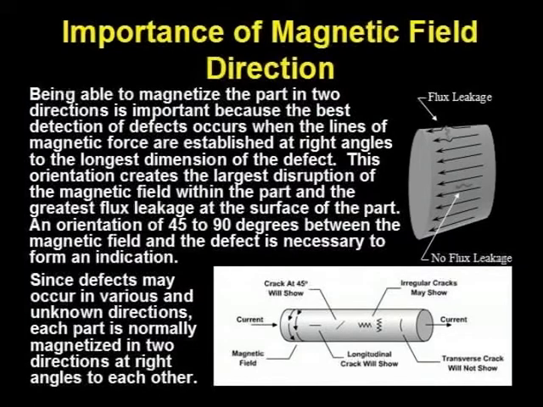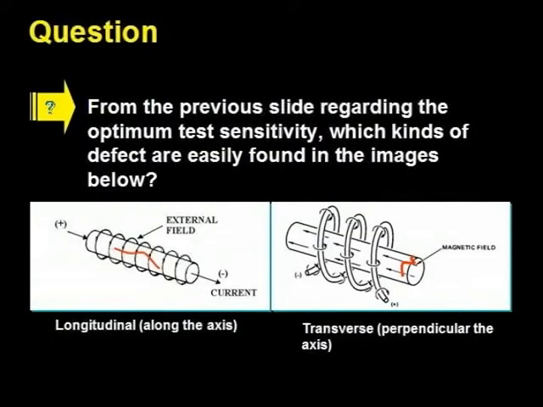When the long direction of a defect is perpendicular to the lines of force, the situation is similar to a broken magnet. In this case, the lines of force do create flux leakage. Basically, the long direction of a defect must be from 45 to 90 degrees relative to the lines of force to be detected. For this reason, test articles are normally magnetized in two mutually orthogonal directions.